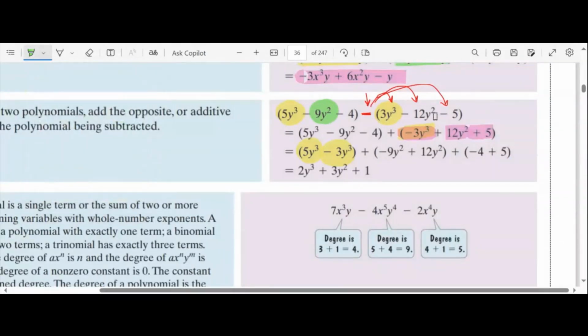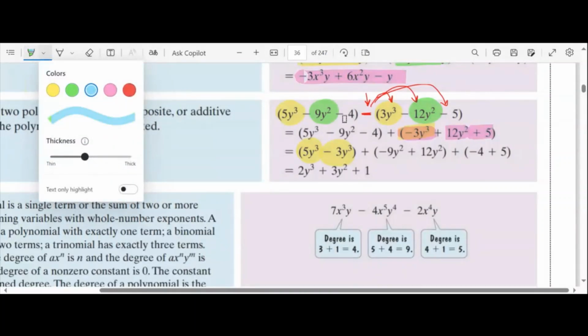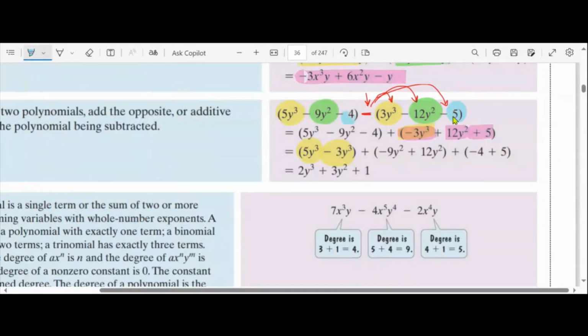So what else do we have? Y squared. Where is y squared? Yeah, here. And then the third one, what is the third one? The constant. What's a constant? 4 and 5. Okay, you can see here they put them together. Clear, everybody? If you understand, raise your hand.